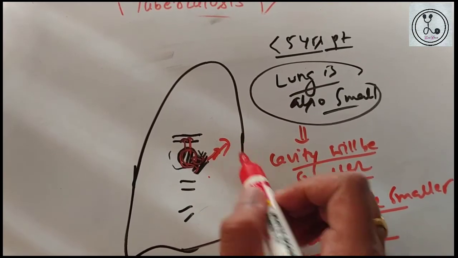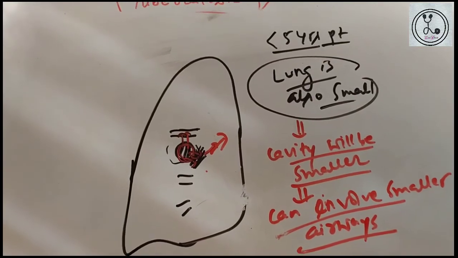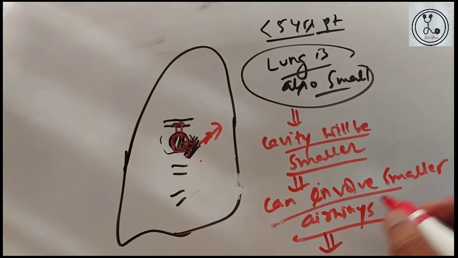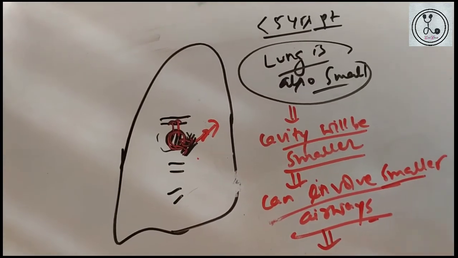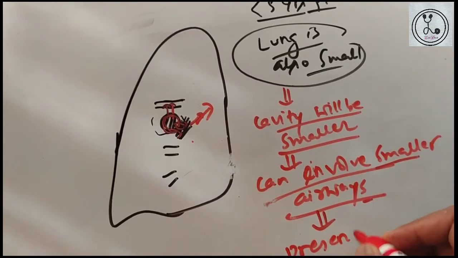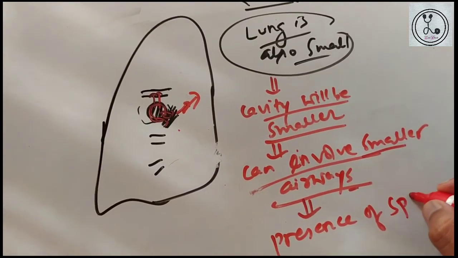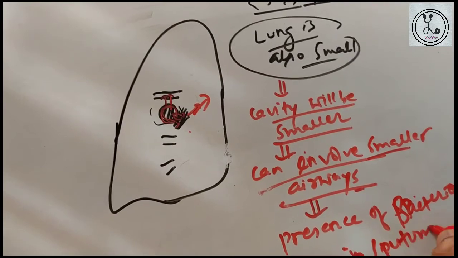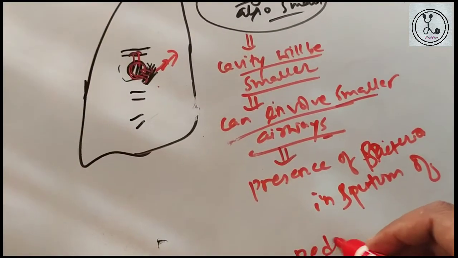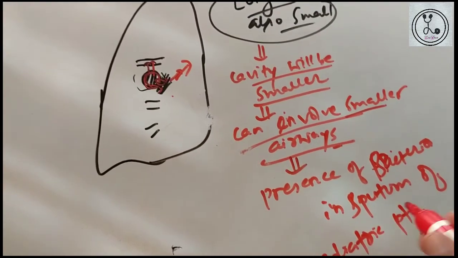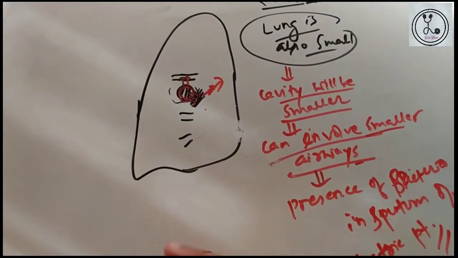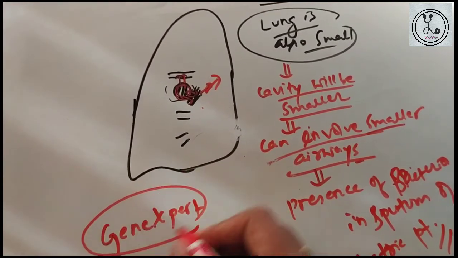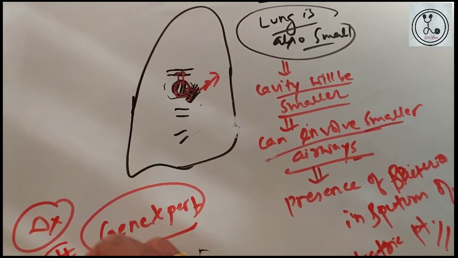And if it involves the smaller airways, then again at this time there can be the presence of bacteria in the pediatric patient's sputum. So if there is involvement of the smaller airways, there can be bacteria in the sputum of the pediatric patient. So it is not that you should always prefer the sputum test. For the diagnosis in the pediatric patient, you should prefer the gene expert test.